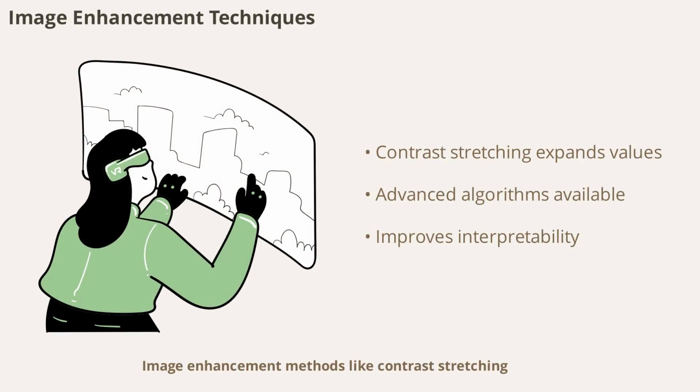Image enhancement methods like contrast stretching improve the visual quality of satellite images. By expanding the range of pixel values, these techniques make features more distinguishable. Other advanced algorithms can further enhance specific characteristics depending on the application. Enhanced images are easier to interpret, whether manually or by computer.